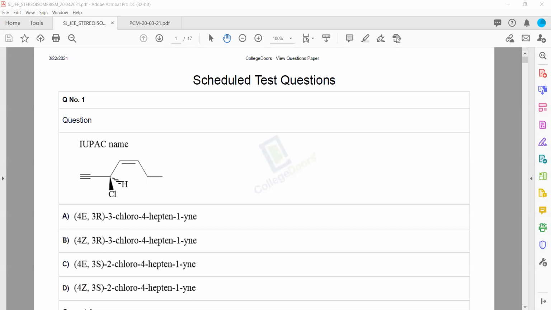the triple bond. For enyne type compounds, if you have a double and a triple bond in the same molecule, then the numbering is done from that end such that the first multiple bond gets the lowest possible number. As per that rule, it is 1, 2, 3, 4, 5, 6, and 7. On the third carbon there is a chloro, so it will be 3-chlorohept-4-en-1-yne. Now, for the third and fourth carbon, we have to also identify the configuration.